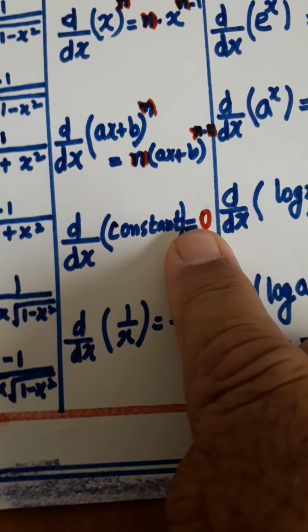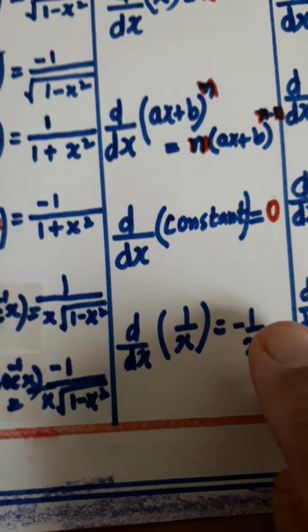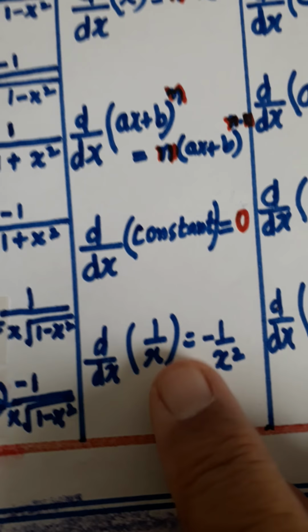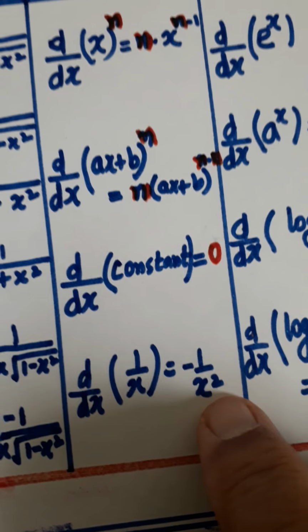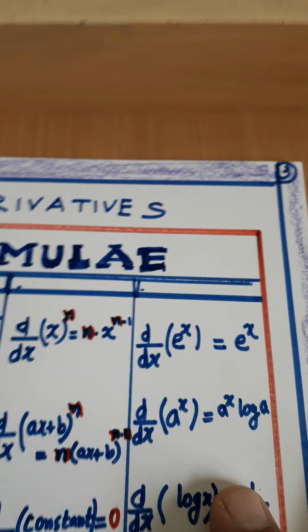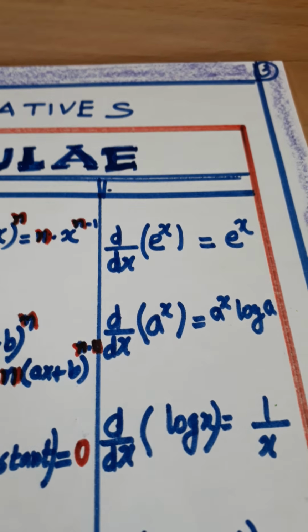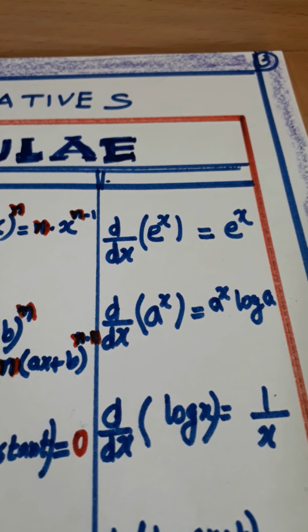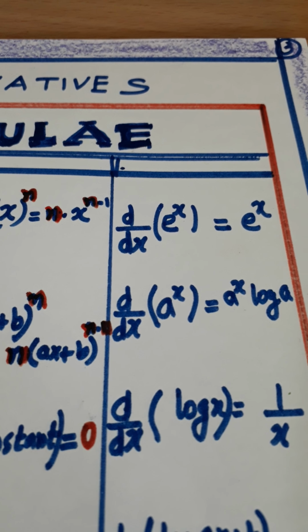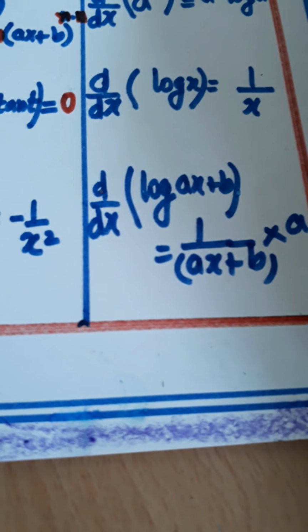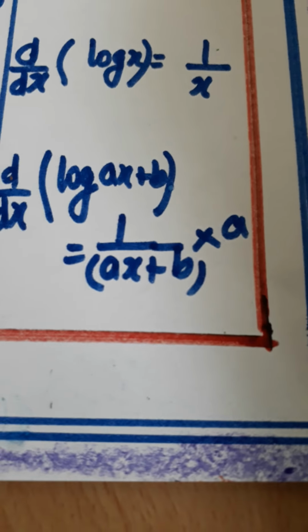Now, d/dx of a constant is 0. d/dx of 1 over x is minus 1 over x square. Remember it like this. Now, d/dx of e raised to power x is e raised to power x. d/dx of a raised to power x is a raised to power x log a. d/dx of log x is 1 over x. And d/dx of log(ax plus b) is 1 over ax plus b into a.